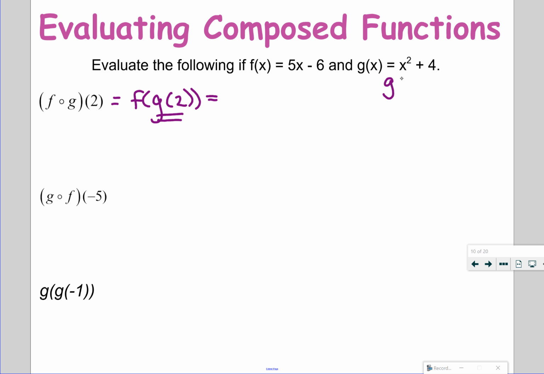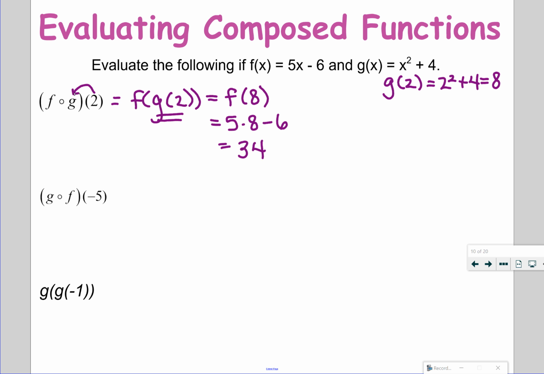So I'll do that to the side here. G of 2 is equal to 2 squared plus 4, which is 8. So that tells me this whole piece on the inside can be replaced with 8 because that's what it's equal to. And now you can see what the next step is. We're going to take 8, the answer we got, and plug it into function f. So that would be 5 times 8 minus 6, 40 minus 6, or 34. So again, the procedure was we took 2 and plugged it into G, and then we took that answer and plugged it into F. So let's try another one.